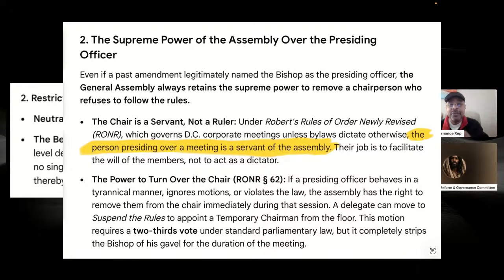The person presiding over a meeting is a servant of the assembly. Their job is to facilitate the will of the members, not to act as a dictator. Are we paying attention? They're there to do what you ask, not to tell you what to do. Look at that second bullet point.